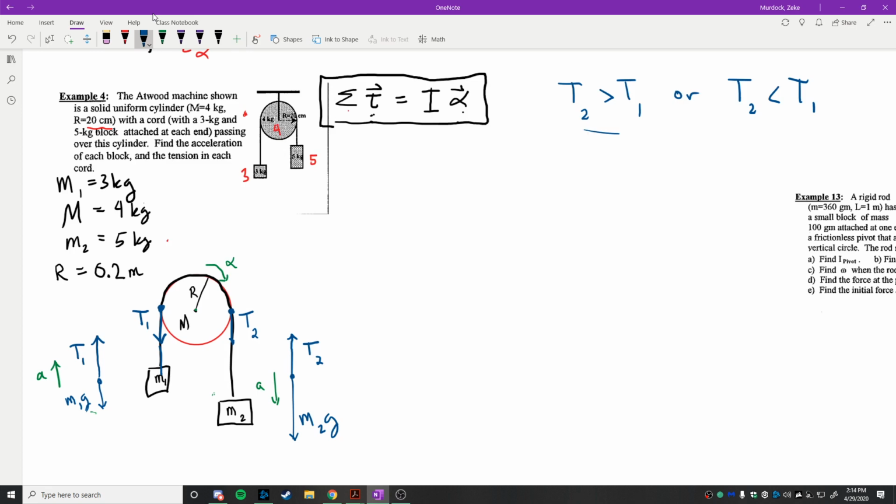Yeah, because we want it to rotate this way, right? So let's draw this vector longer, okay? Now T2 is greater than T1. You guys have any questions about that?